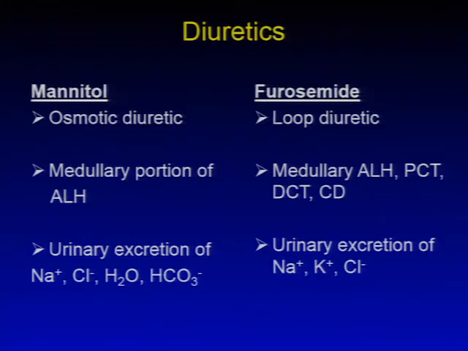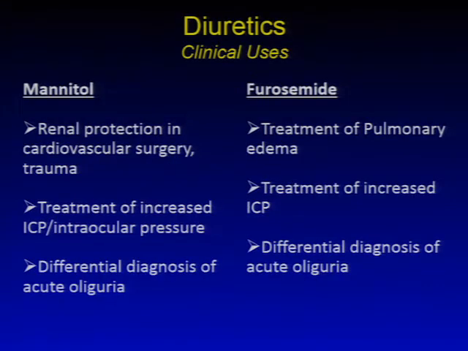These are the two most commonly used diuretics in anesthesiology. Mannitol. Mannitol is an osmotic diuretic. It causes urinary excretion of sodium, chloride, water, and bicarbonate. Furosemide or Lasix is a loop diuretic. It causes urinary excretion of sodium, potassium, and chloride ions.